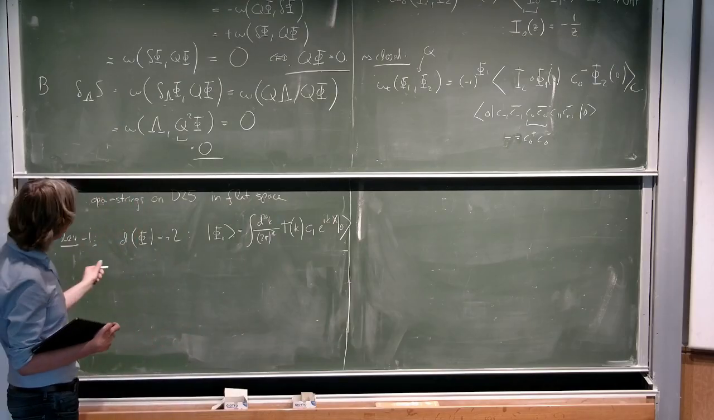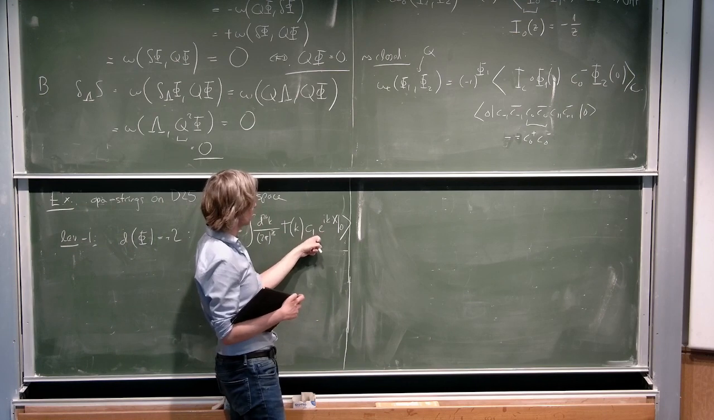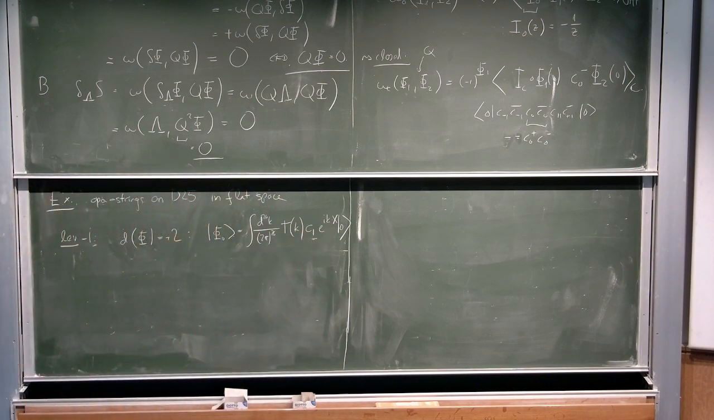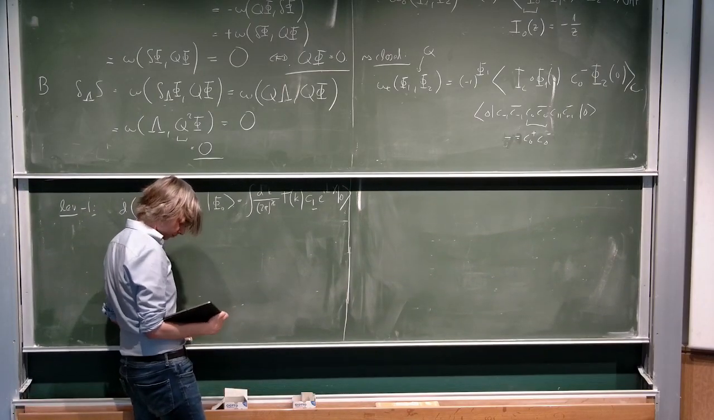So we can count the level. You can see that the only thing which contributes to the total level is just the c_1, which is precisely at level -1, right? So this is a state at level -1, and the only state which you can write down at ghost number 1.